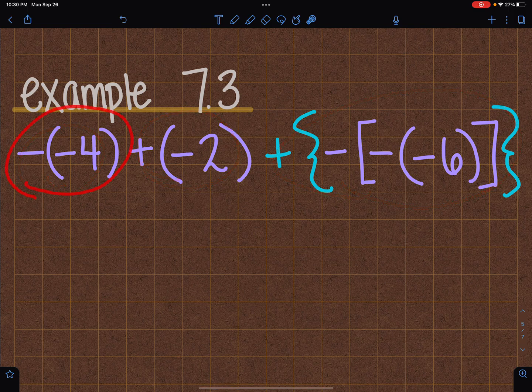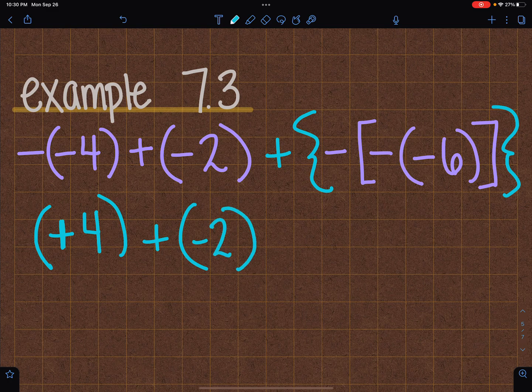The opposite of -4 is +4. Sweet. So when I do these problems, I show my work and I put the new problem down below. This one I can just bring down because that's easy. That's the way that I want it. It's in the form that I want it.